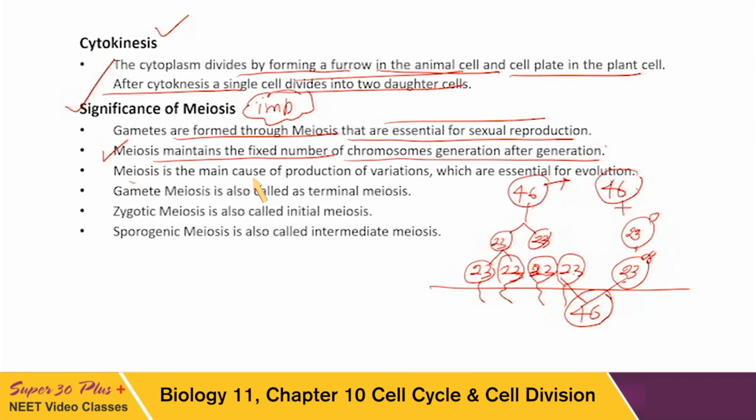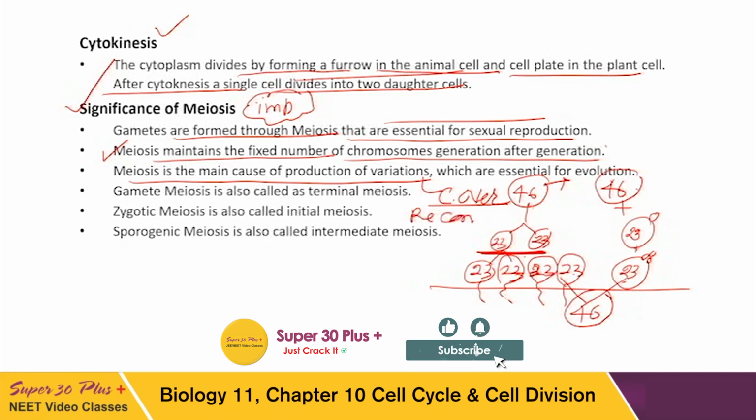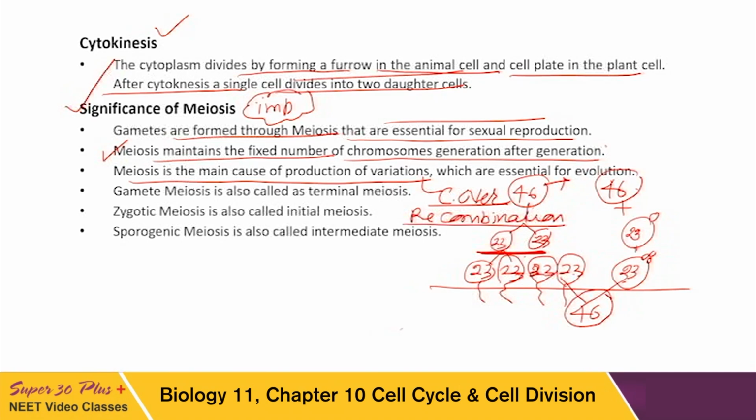Meiosis is the main cause of variation. You see here, it's meiosis. These cells have been formed. These cells have been formed. So here crossing over occurs. Crossing over means recombination of genetic constitution. So recombination of genes is responsible for variation.